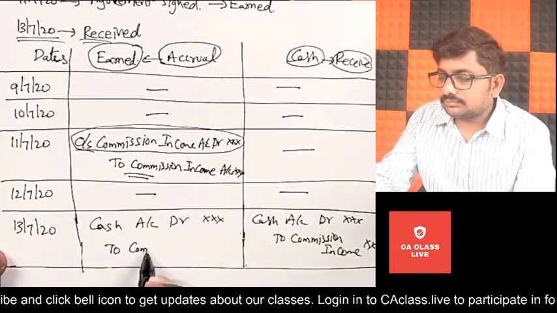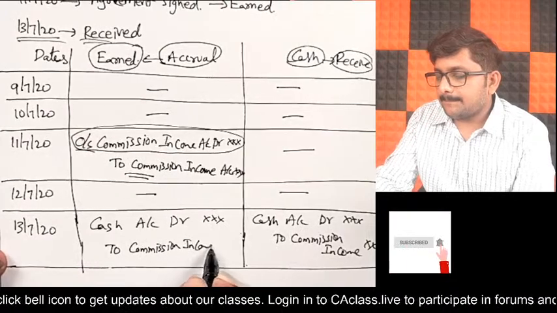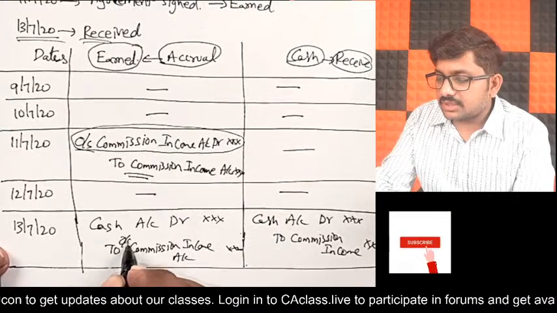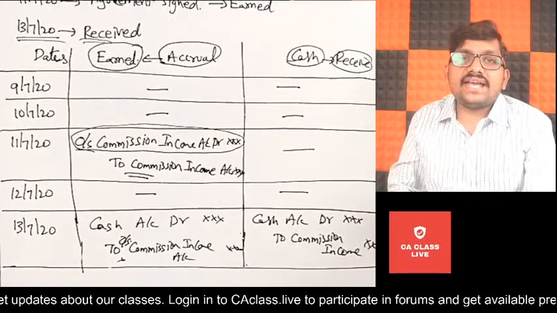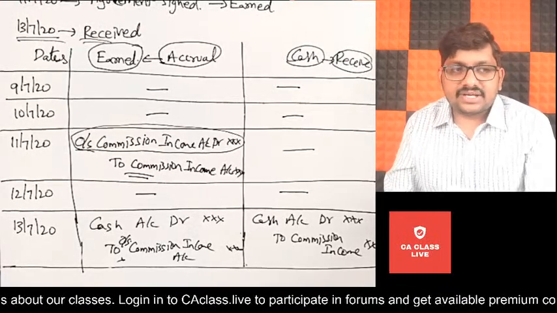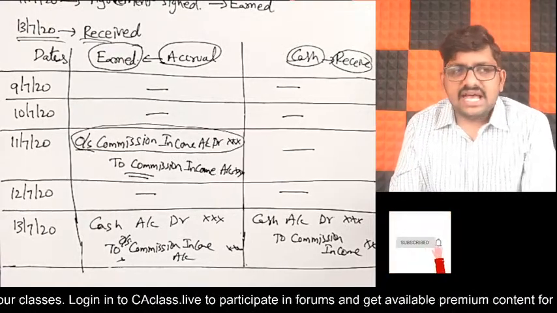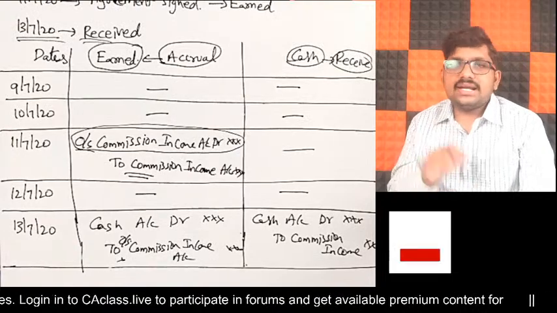So, to outstanding commission income, because you have already received it. You have already received it. Your right will decrease now. Got it, friends? This is how journal entries will flow when it comes to incomes.